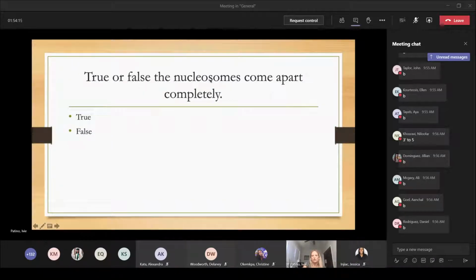So true or false? The nucleosomes come apart completely for replication. Good. False. They don't.